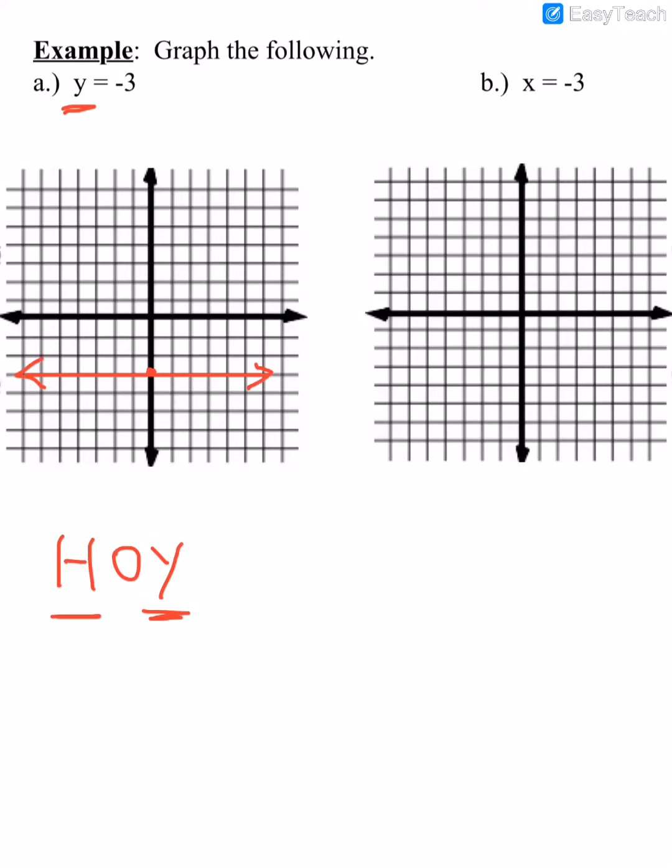Okay, so then for B, we have x equals -3. So since it's x equals -3, on my x-axis, I'm going to go to -3 and put a dot. And then VUX tells us that if our equation is x equals something, then it's a vertical line. So I'm going to draw a vertical line through that point. And that's all it takes to graph horizontal and vertical lines.